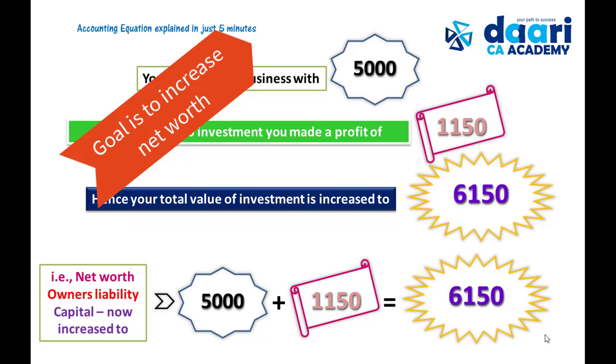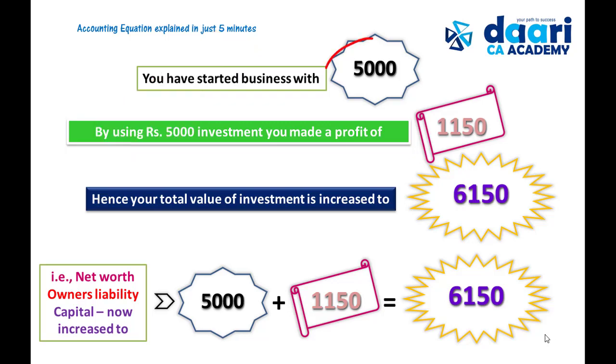So in the previous video we have seen that you invested 5,000 and used those 5,000 rupees and made a profit of 1,150. So your total investment value has increased to 6,150. Your total net worth increased from 5,000 to 6,150. Why have I introduced this? Because in the previous discussion we didn't talk about net worth. The net worth is nothing but the capital of the owner.